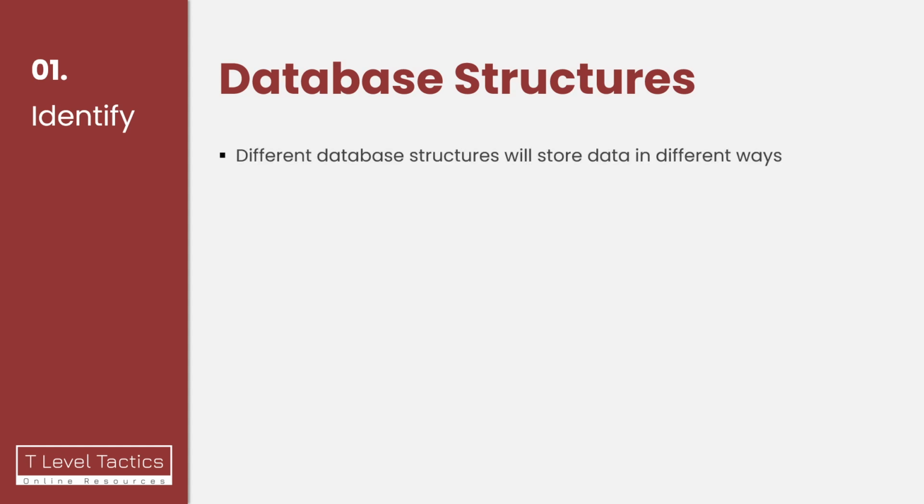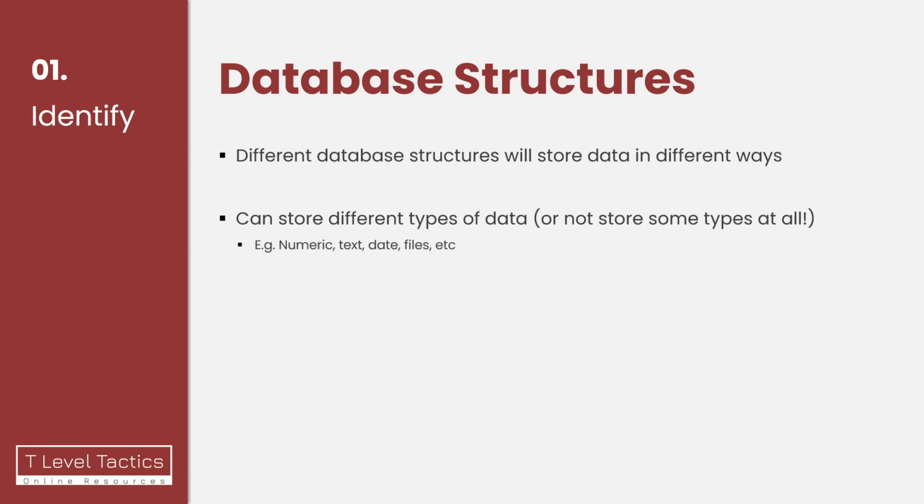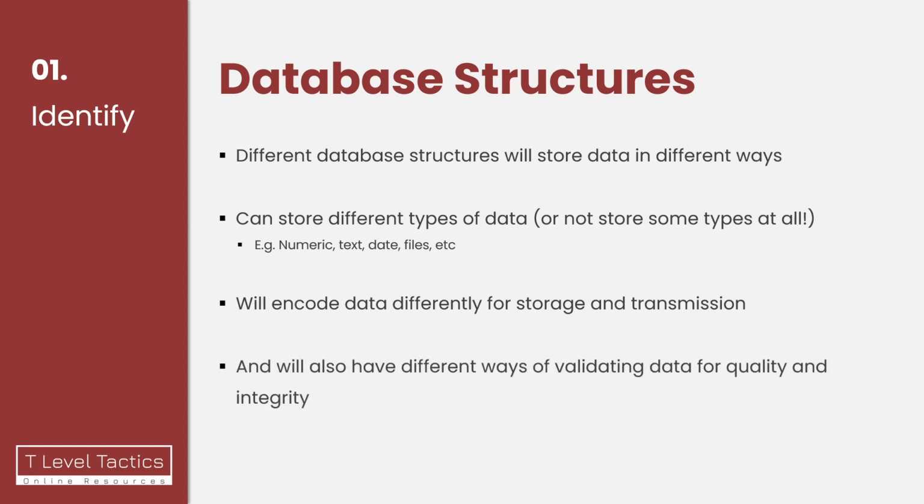Different database structures will store data in different ways. They can store different types of data, or some won't be able to store some types at all. Remember those different data types? Numeric, text, dates, files, things like that. And different structures will encode data differently for storage and transmission, and will also have different ways of validating data for quality and integrity.